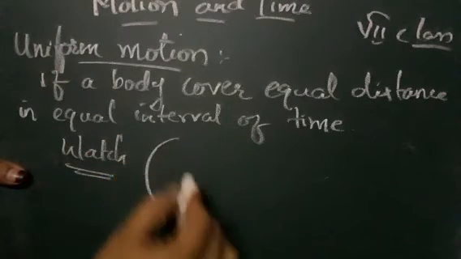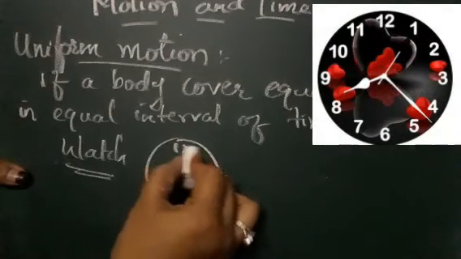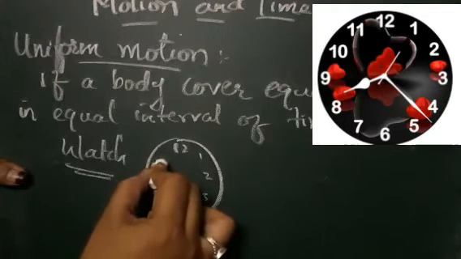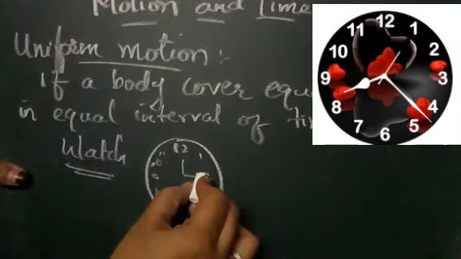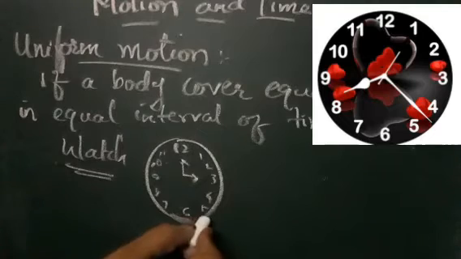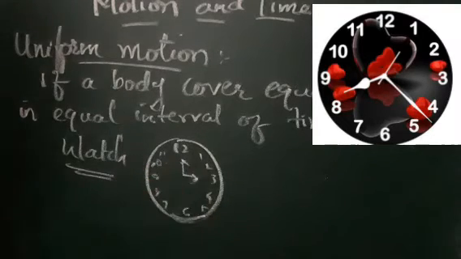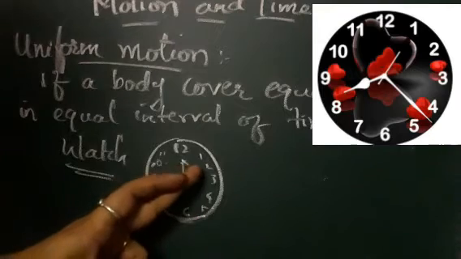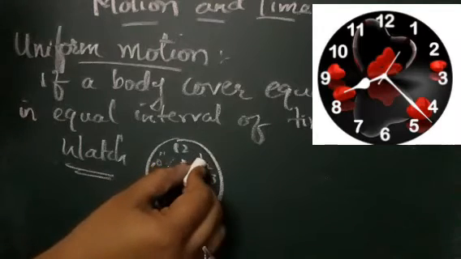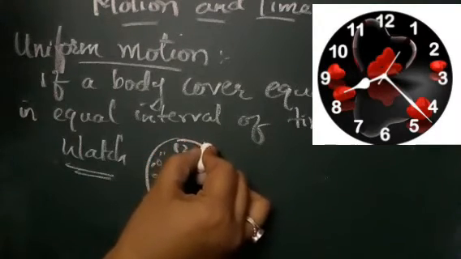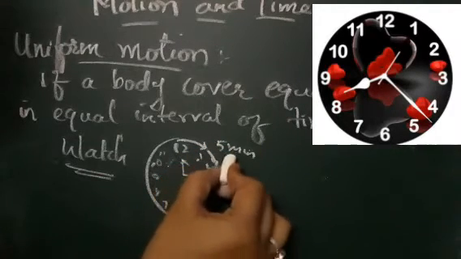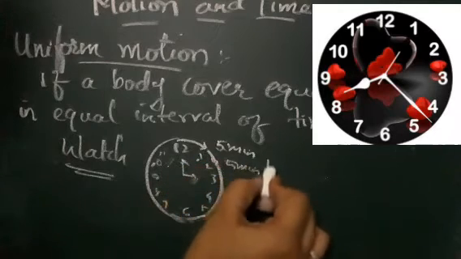Whenever you see the watch, it moves in a circular motion. Suppose it is this time now. You can see that when the clock hands are moving, they move at equal times, isn't it? They are moving equal distances in equal time. For example, in 5 minutes it will reach this position. That means the distance covered by it in 5 minutes, and then the next 5 minutes, is equal.